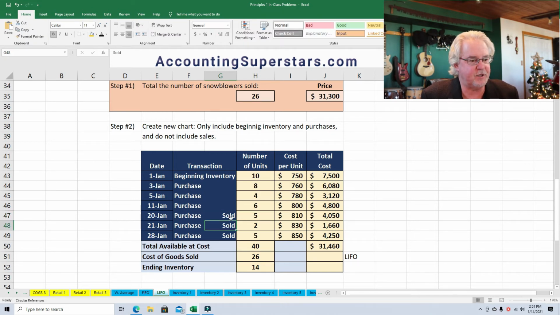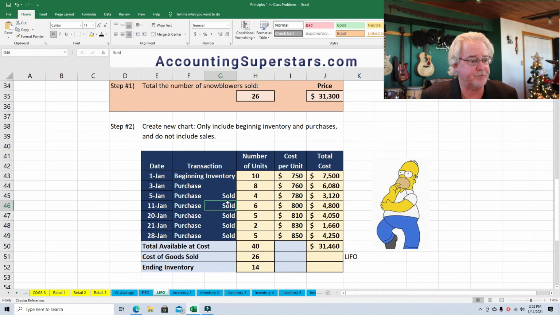So at this point here, I have to add this up. 5 and 2 and another 5 are 12. So these 6 here were sold, which brings us to what here? 18. And these 4 were sold. That brings us to 22. And right here, we've got 4 that were sold and 4 left. So on this line here, 4 were sold and 4 are left.